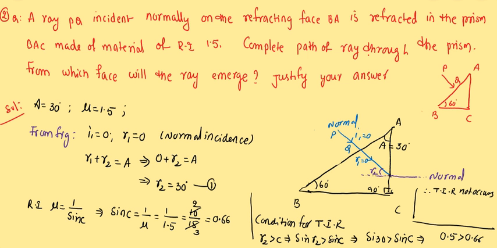The light ray passes through the AC surface. If total internal reflection occurs, it passes through the BC surface, but now it passes through the AC surface because the total internal reflection condition is not obeyed. That's why total internal reflection does not occur. If total internal reflection occurred, light would pass through BC, but since it does not occur, it will pass through AC.